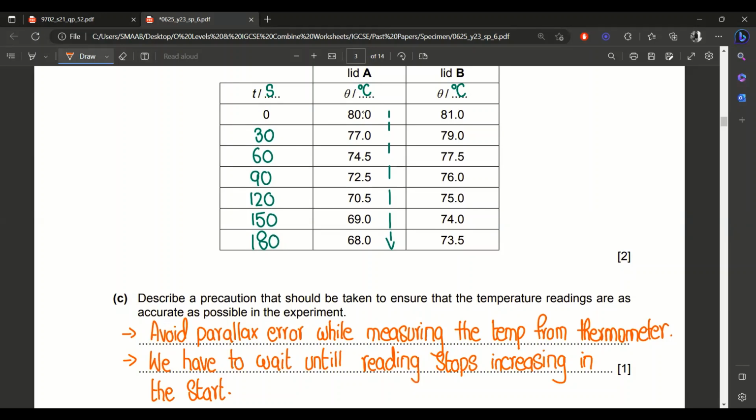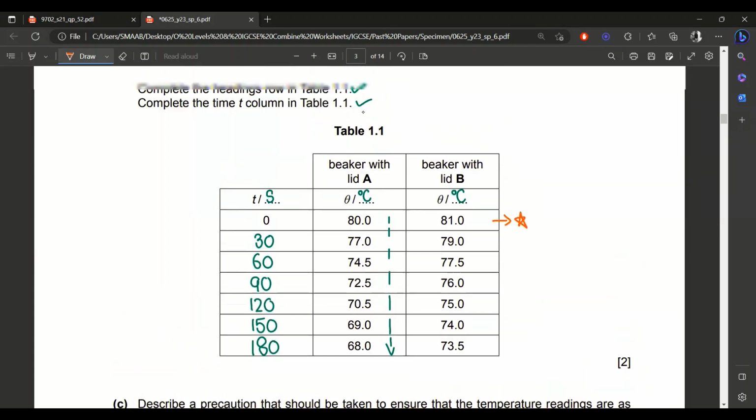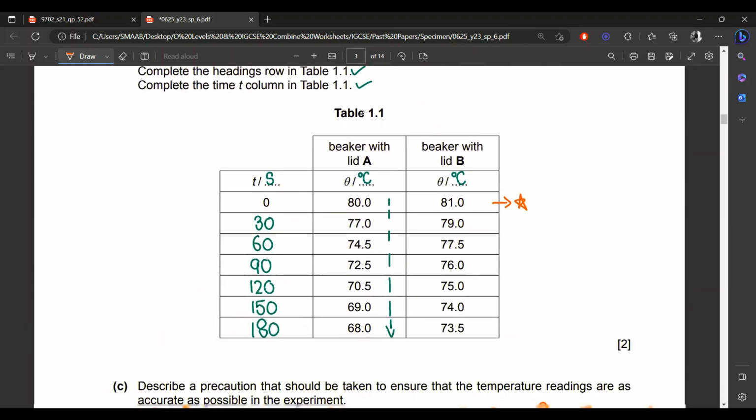Otherwise, if we start the experiment in a hurry, we don't actually record the highest temperature and we will start somewhere between high and low temperature. So that's why we have to wait until we reach the high temperature before starting the first reading of the experiment, right? That is what we are talking about.